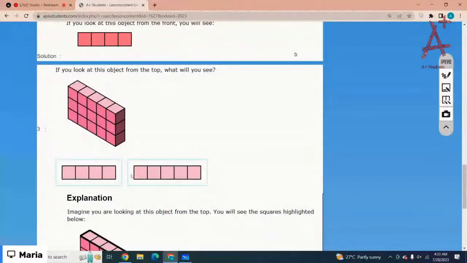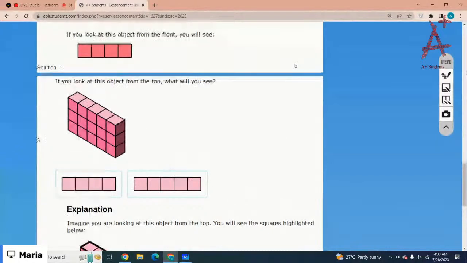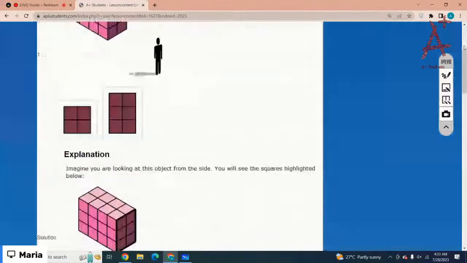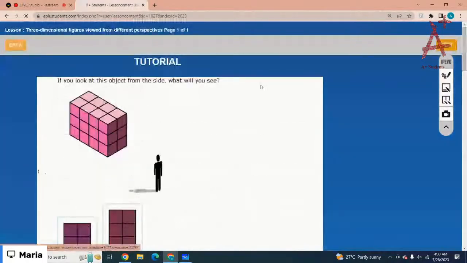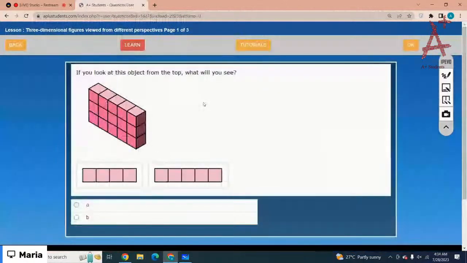If you look at this object from the top, you can see this face. So one, two, three, four, five. So the correct option is this one. Let's just start with the practice questions. Okay, if you look at this object from the top, what will you see? Which is the correct option?